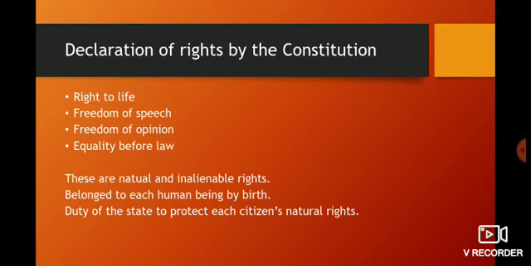These are natural and inalienable rights. What is meant by inalienable? It should be there, children, for a proper life. It belongs to human beings by birth. By birth, they need to live a proper life in society. Is it clear? So then, what is the duty of the state, children? The duty of the state is to protect each citizen's natural rights. Is it clear? Each citizen's natural rights will be protected by the state. State means government. Is it clear? So this is the declaration of the rights by the constitution.